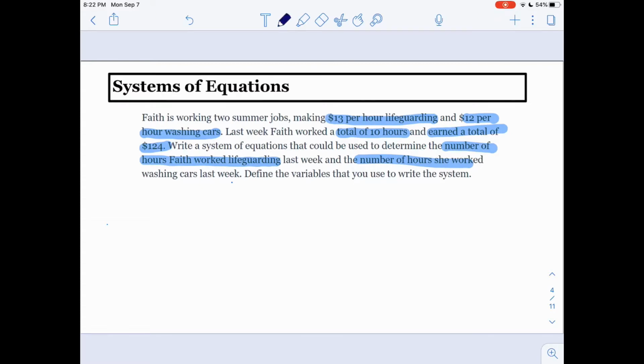Now that we've highlighted what's important, let's define our variables. We'll pick any letters we want. We'll say L is the number of hours spent lifeguarding. And we'll say W is the number of hours she spent car washing.